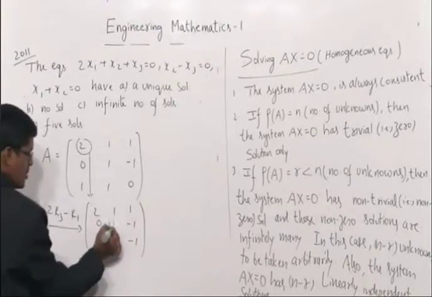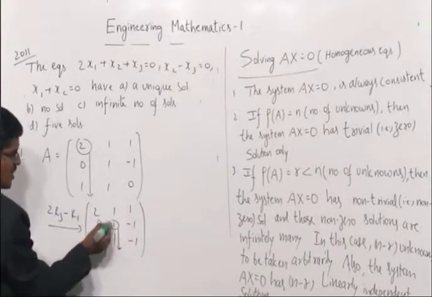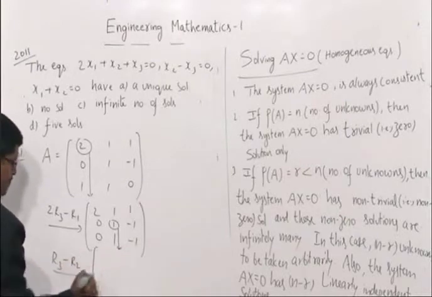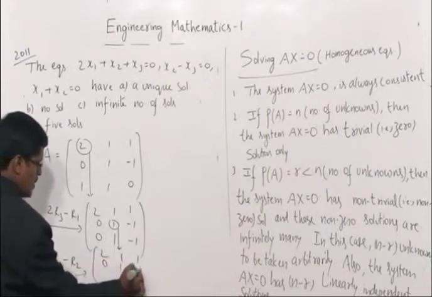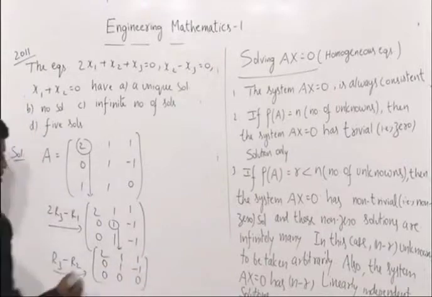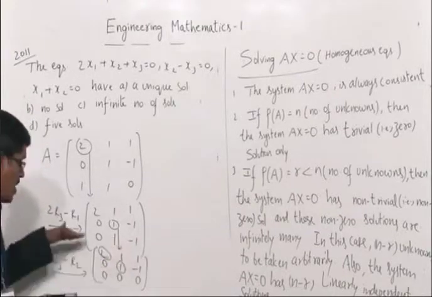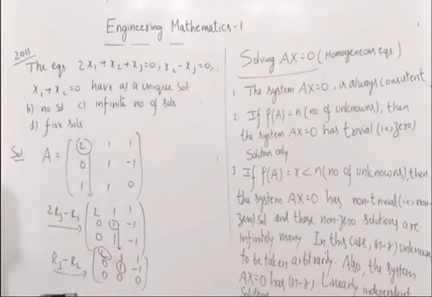Next step, go to the second row, circle the first non-zero element and put the arrow. That means we have to apply the operation R3 minus R2. This simplifies to the next step: 2 1 1, 0 1 minus 1, 0 0 0. The last row is 0. So this is one non-zero element, this is another non-zero element, each indicating a non-zero row, because this is row echelon form, below the arguments are zeros.